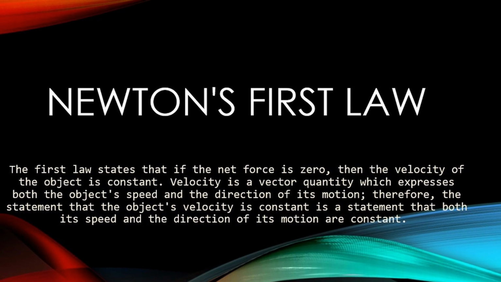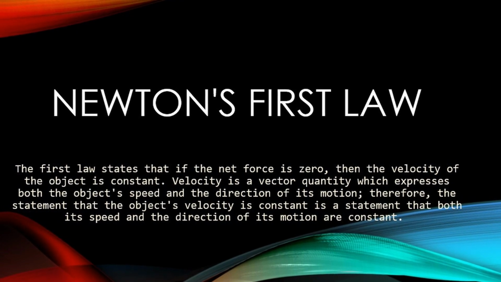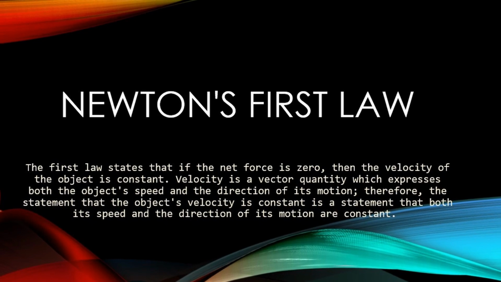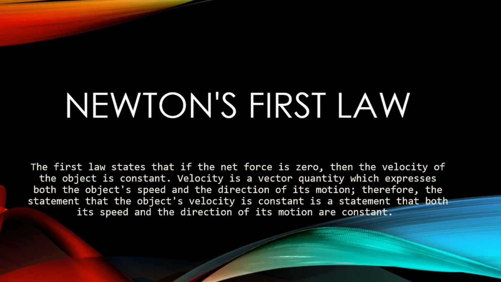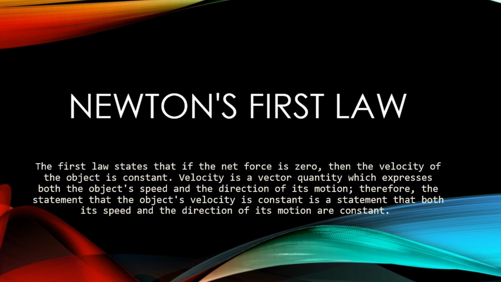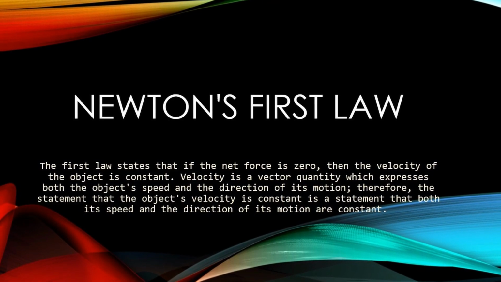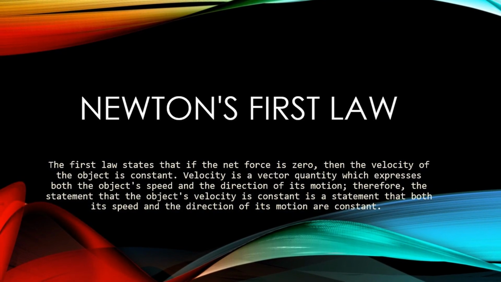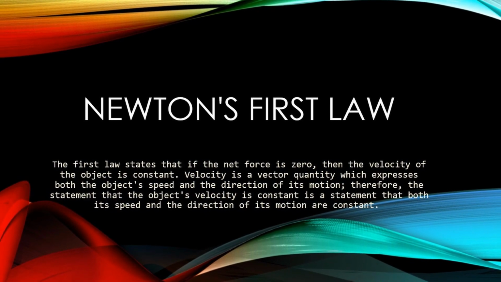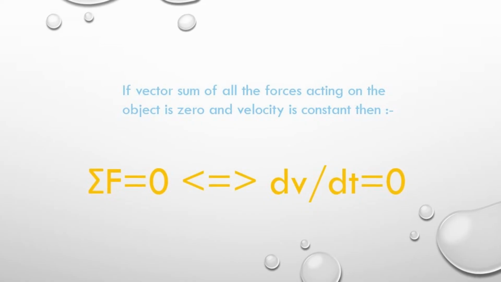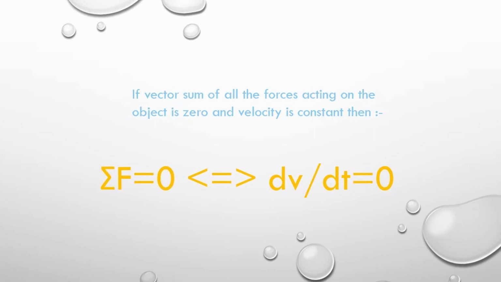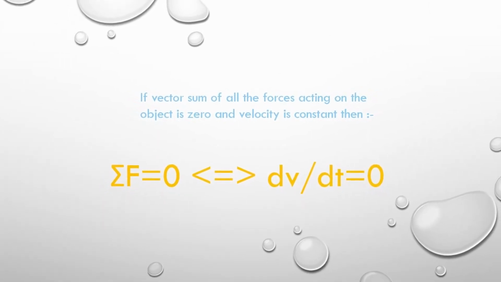So let's dive into Newton's first law. The first law states that if the net force is 0, then the velocity of the object is constant. Velocity is a vector quantity which expresses both the object's speed and the direction of its motion. Therefore, the statement that the object's velocity is constant is a statement that both its speed and the direction of its motion are constant. The first law can be stated mathematically, when the mass is a non-zero constant, as sigma F equals 0, that is, dv by dt equals 0.